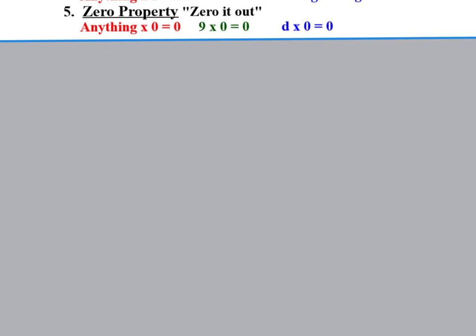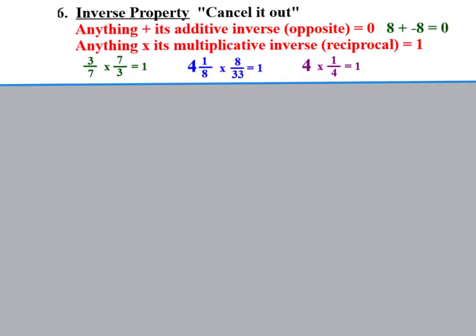The 0 property states that anything times 0 equals 0. So 9 times 0 equals 0, and D times 0 equals 0, and chicken times 0 equals 0. Anything times 0 equals 0. That's the 0 property.